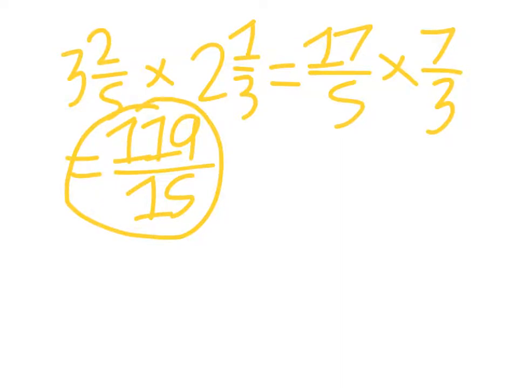We can also convert this back into a mixed number. So first, we know that 105 is 15 times 7. And then we know that 119 minus 105 is 14. So that means that we can convert the 119 over 15 to 7 and 14/15, which would mean we would have the same answer, and then we're good.